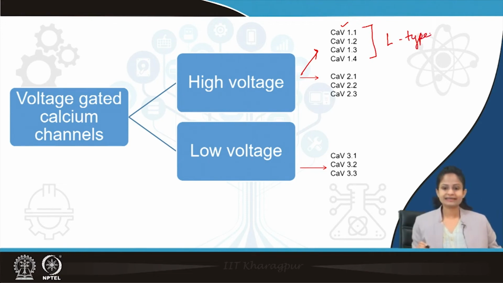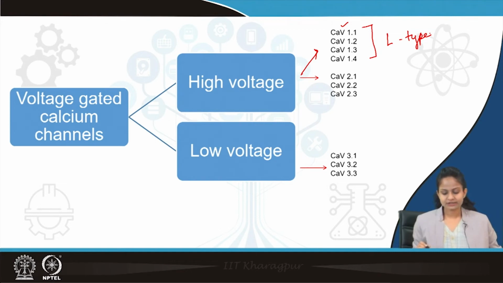Further these are divided into, this 1.1 to 1.4 is known as L type of calcium channels, or they generate L type of current. This L type is mainly coming from the word long lasting. So this is L type of current seen in these calcium voltage gated channels ranging from 1.1 to 1.4.